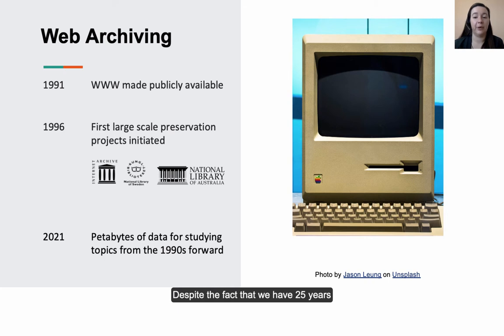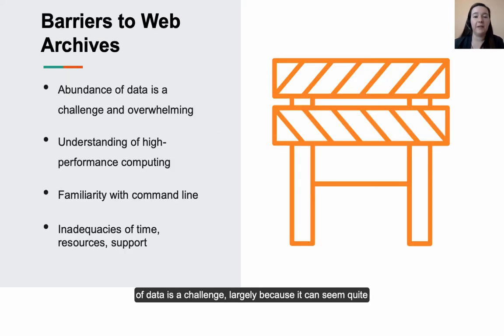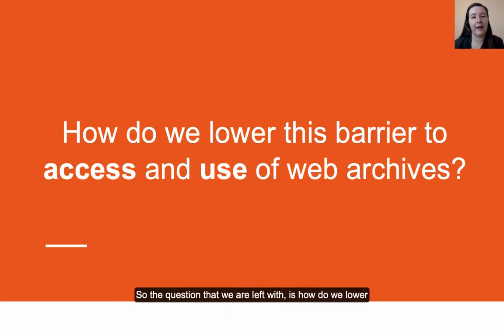Despite the fact that we have 25 years worth of preservation, which amounts to petabytes upon petabytes of data, web archives present unique challenges of access and use to researchers. The abundance of data is a challenge, and this is largely because it can seem quite overwhelming to cope with the scale of data. But there are also some technical challenges. For instance, computational access at scale requires an understanding of high-performance computing. It also requires a familiarity with the command line. We know that scholars, too, are faced with time, resource, and support inadequacies. So the question that we're left with is, how do we lower this barrier of access and use?